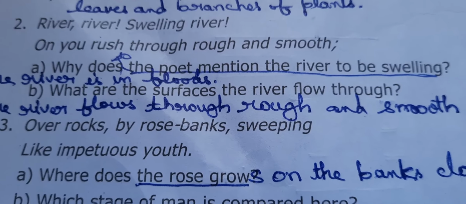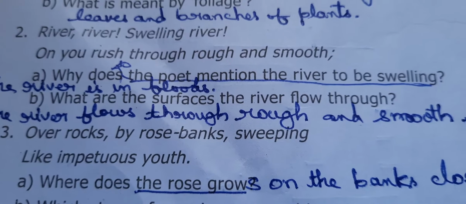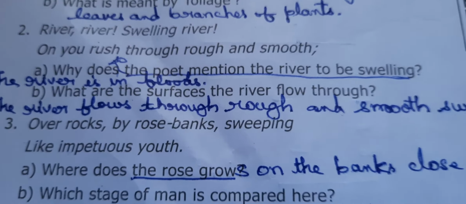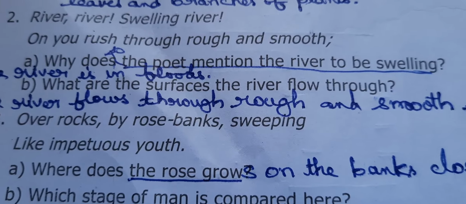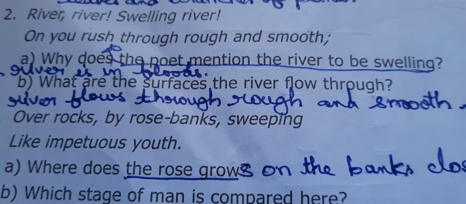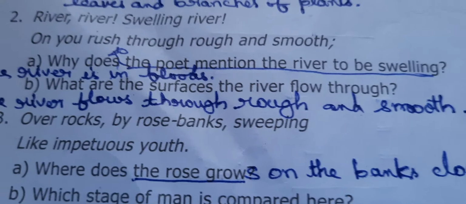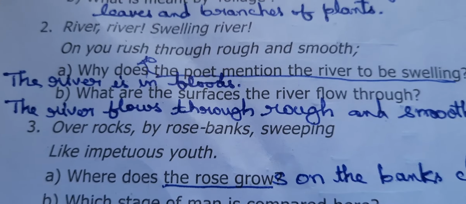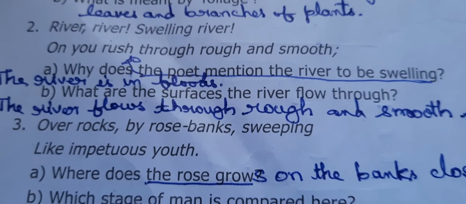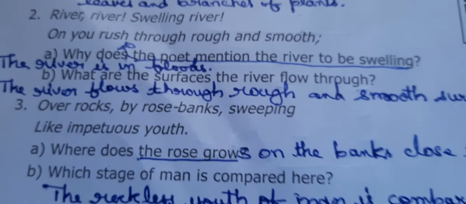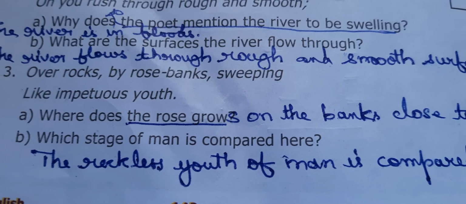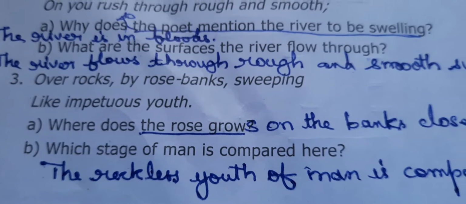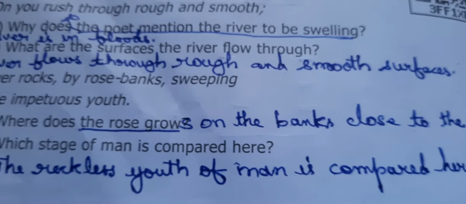Second one, river, river, swelling river on you, rush through, rough and smooth. First question is, why does the poet mention the river to be swelling? The river is in floods, so the poet mentions the river to be swelling. What are the surfaces the river flow through? The river flows through rough and smooth surfaces.